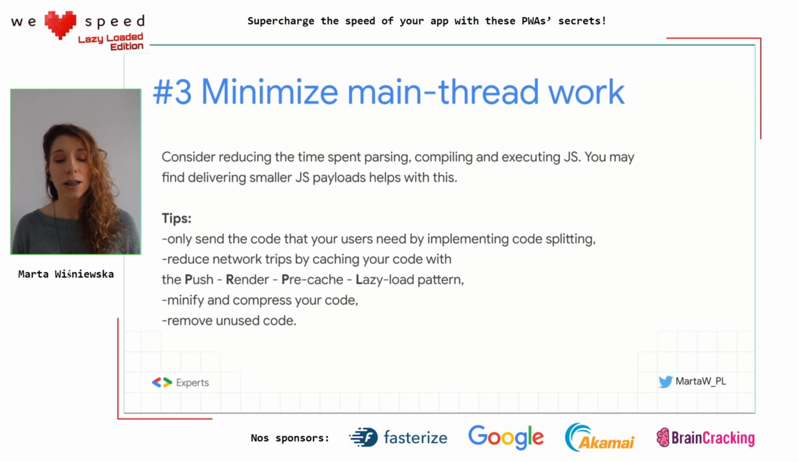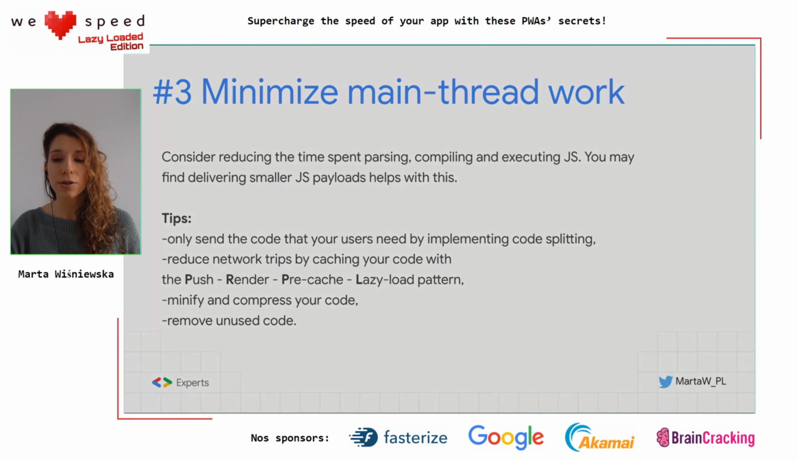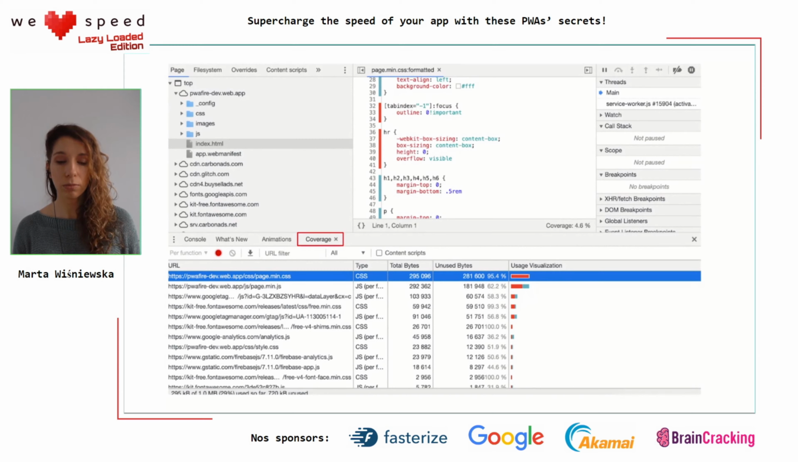And the last tip: we should also minify and compress your code and remove unused code. Maybe it sounds a bit obvious, but this is a more practical tip. If you open Chrome Developer Tools and add the Coverage tab, then you're able to track unused bytes in your app. You will see the resources of your app, and you can exactly check which parts of your code are unused. So it's really useful for finding unused parts of your app.